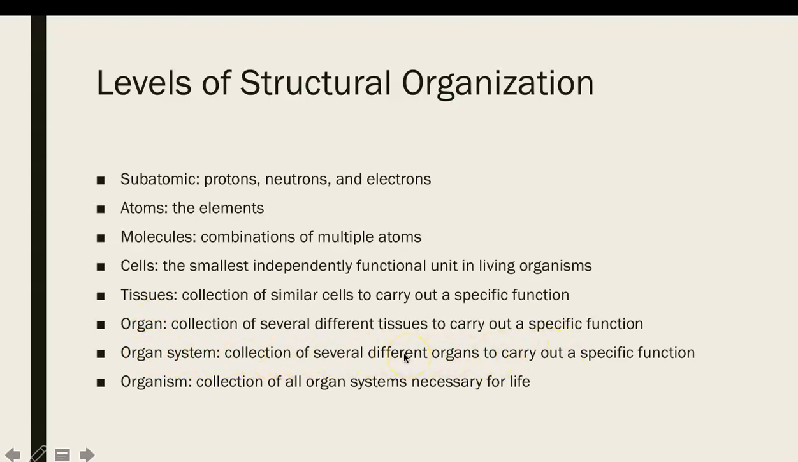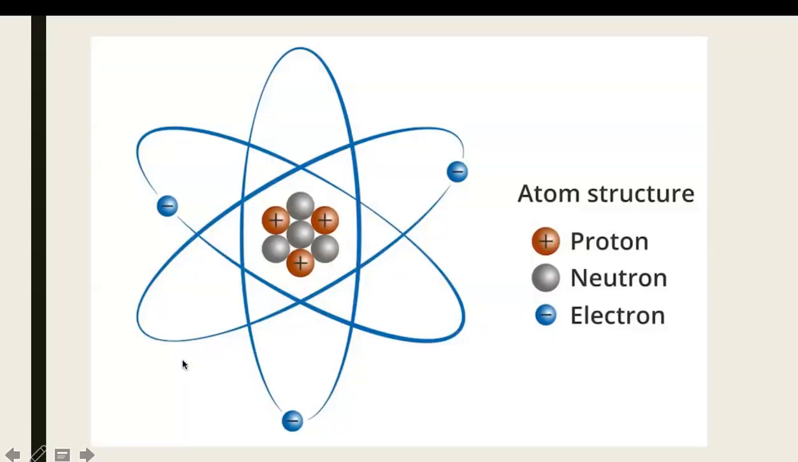For example, you might think of the esophagus, the stomach, the small intestine, the large intestine. All of those are different organs that are part of the same organ system, the digestive system. Okay? And then, of course, the last structural organization level is the organism itself, once it is a collection of all of those organ systems. Let's just walk through it quickly.